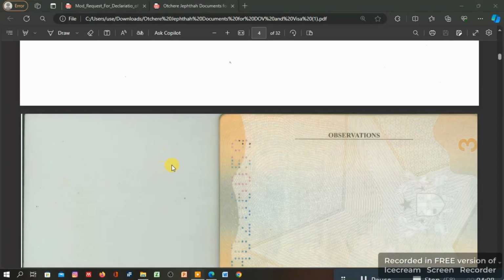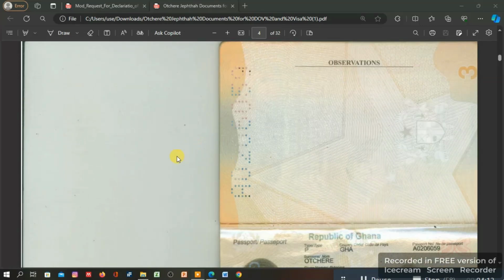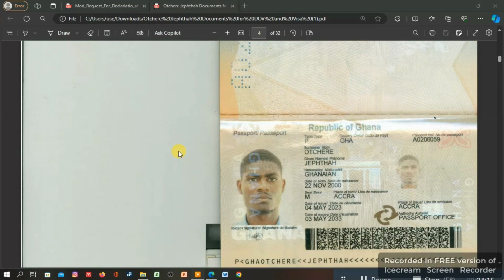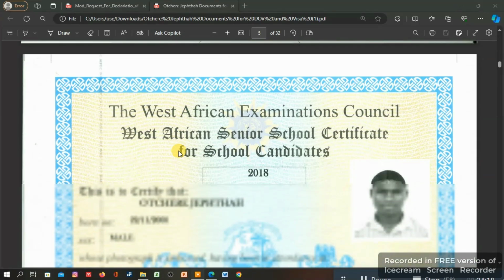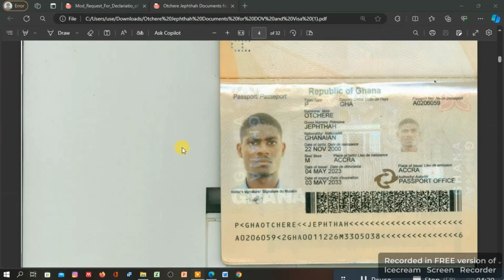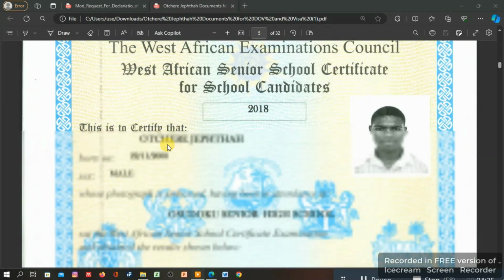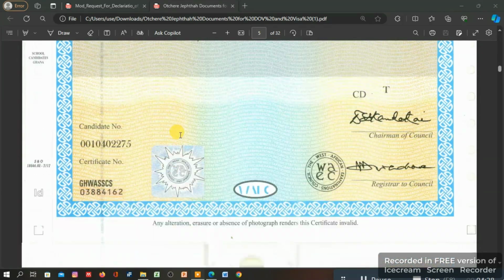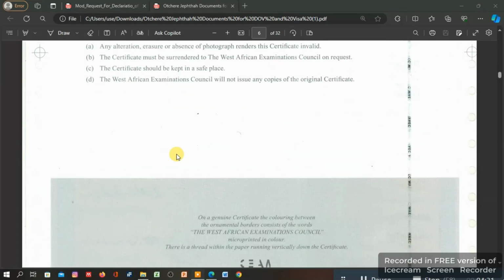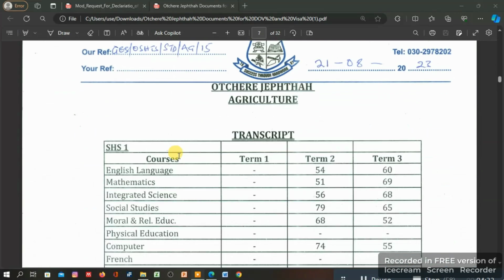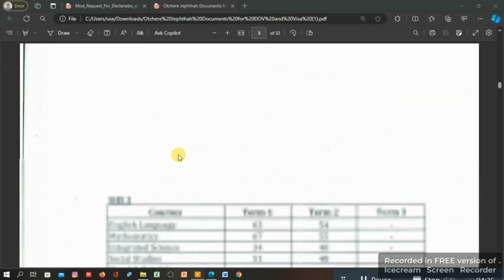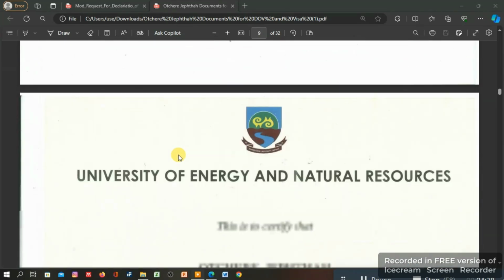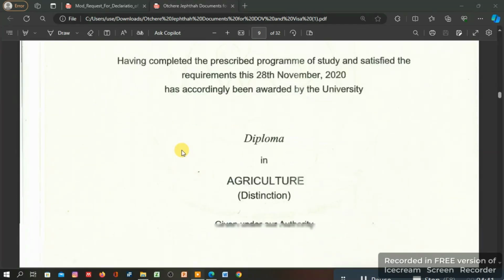Now when you are submitting, you have to attach a copy of your passport. It should be in this particular order. When you go, they will give you the list. Your pre-enrollment certificate first, then your passport, your WASSCE certificate and transcript, then your university certificate, and then transcript as well.